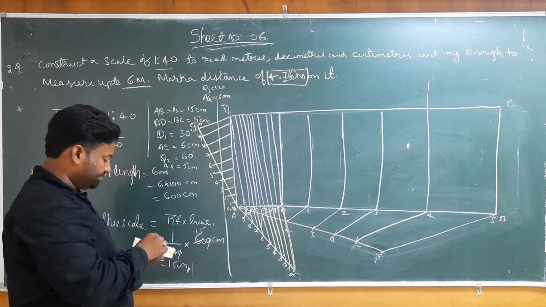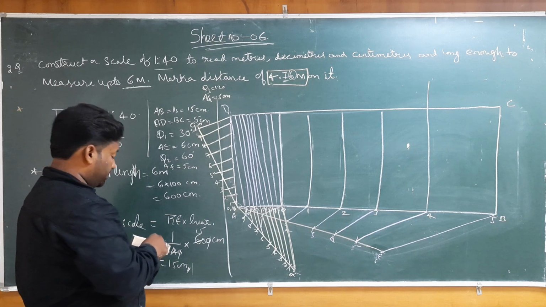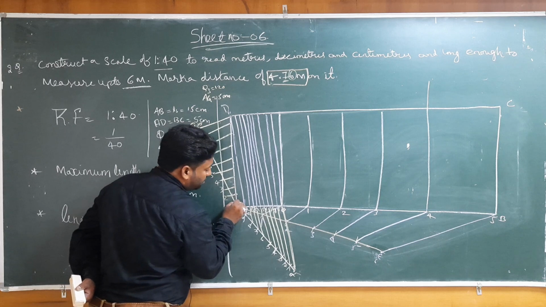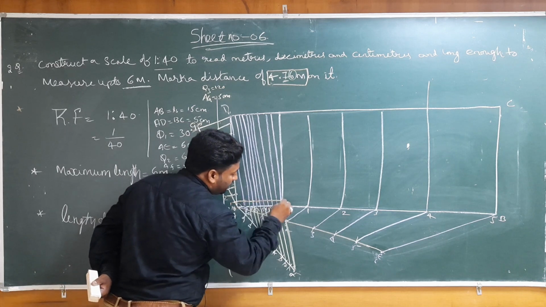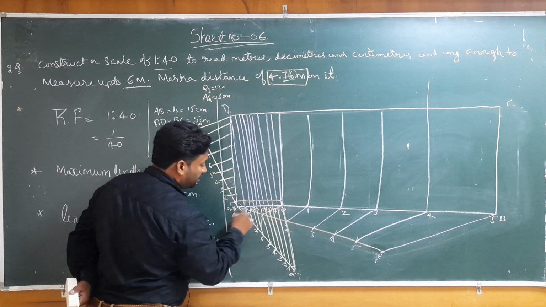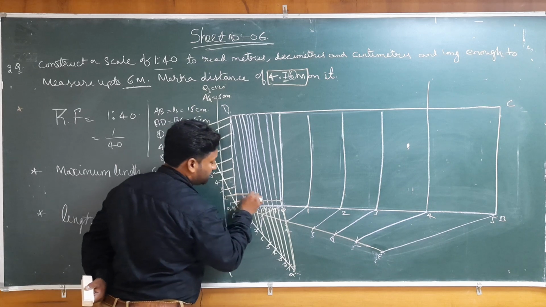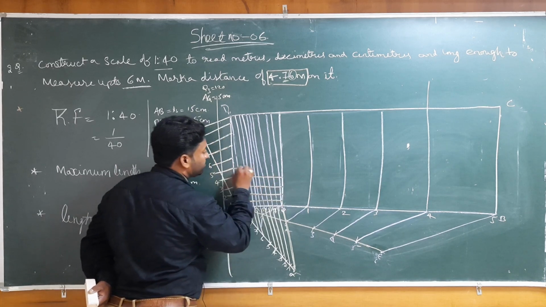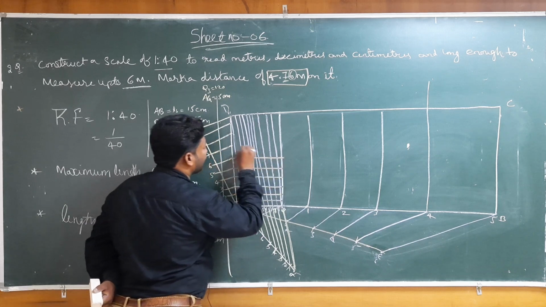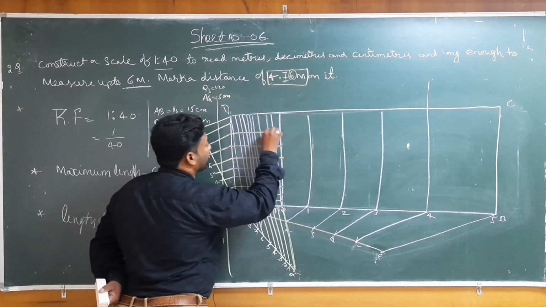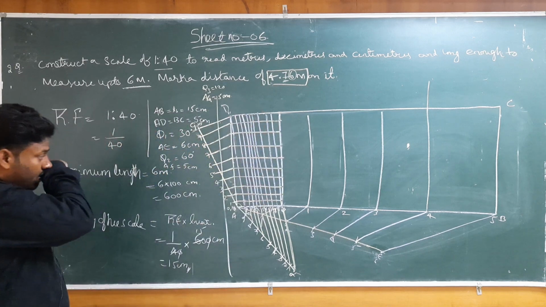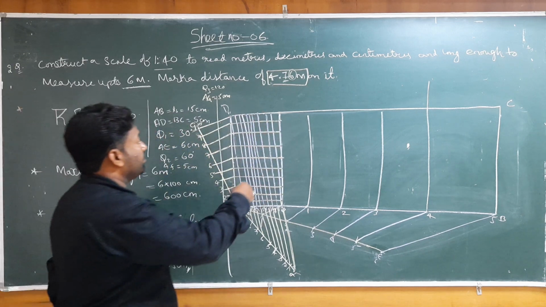So after this, we have to draw a parallel line to the base. This is one. So here we have to draw parallel. This should be parallel to the A0. Now this one is also parallel, so all the parallel lines, all the 10 parallel lines, we have to draw like this. So now by this, the diagrammatical part is over.